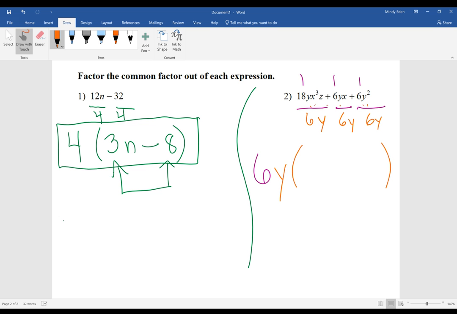So 18 divided by 6 is 3. Take out the y's. I'm left with x cubed z. 6 divided by 6 cancels. Don't write anything. y divided by y cancels. So I'm left with plus x. And then 6 cancels. Take one of those y's out. So look at all 3 of these. If they don't all have something in common, you know you did it correctly. And that's my answer.